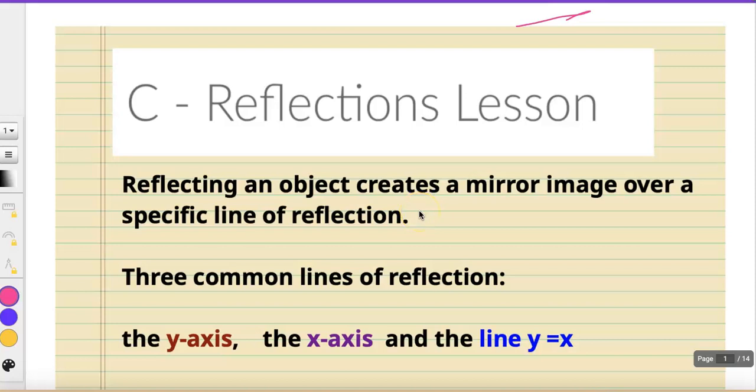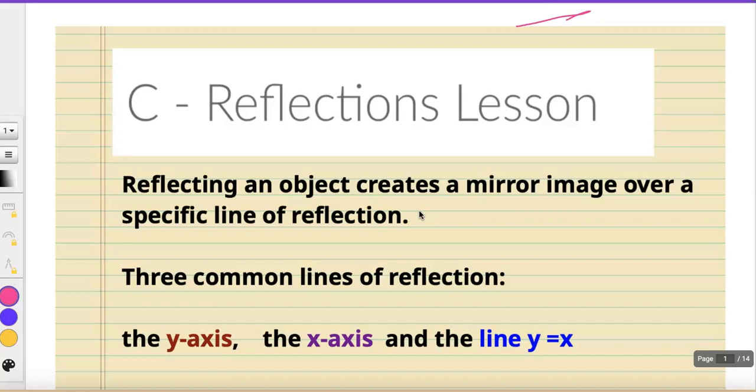So today we will learn about reflections and translation in this session. So what does reflection mean? Reflecting an object creates a mirror image over a specific line of reflection. So there are three common lines of reflection.